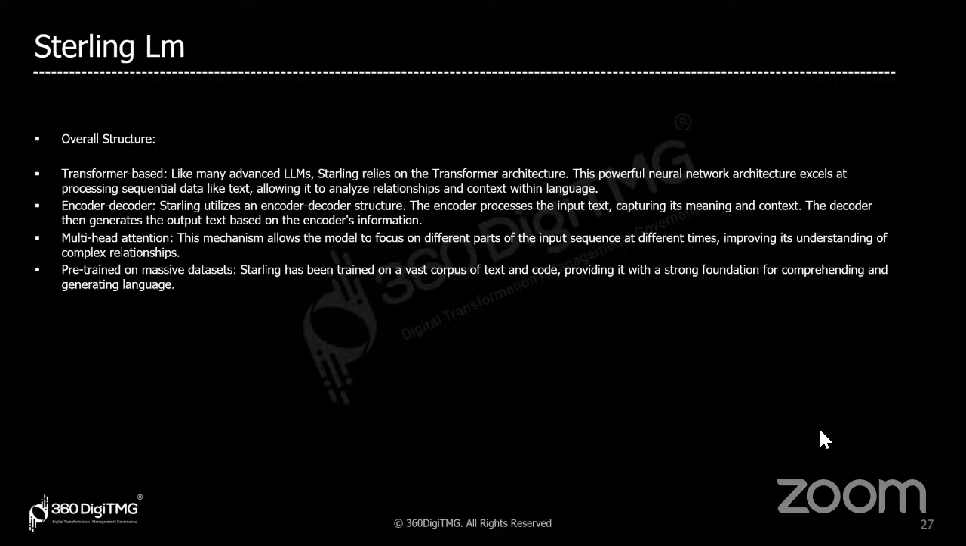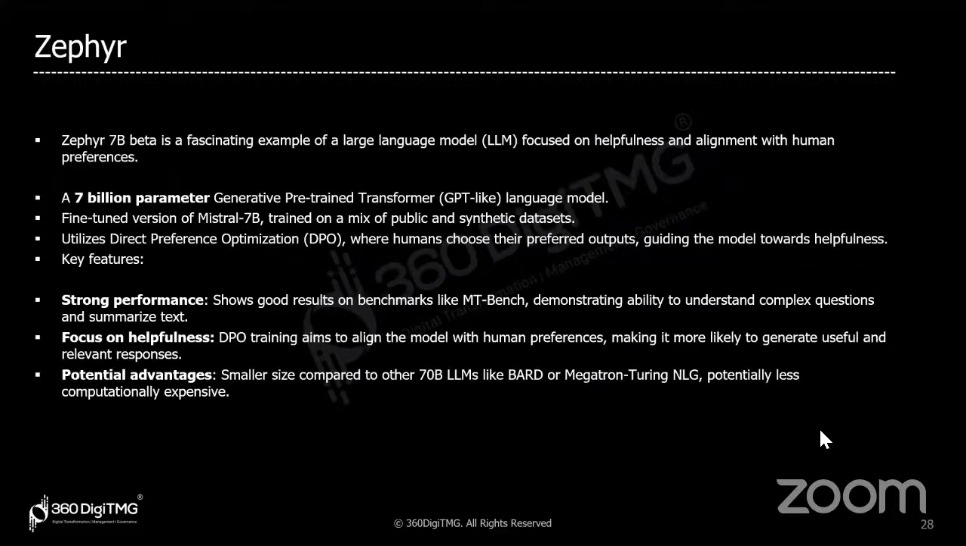Okay. Then there is multi-head attention. This mechanism allows the model to focus on different parts of the input at different times, improving its understanding of relationships. Then there is pre-training on massive data sets. Yes, Starling has been trained on a vast corpus of text and code, providing it with a strong foundation for comprehending and generating language.